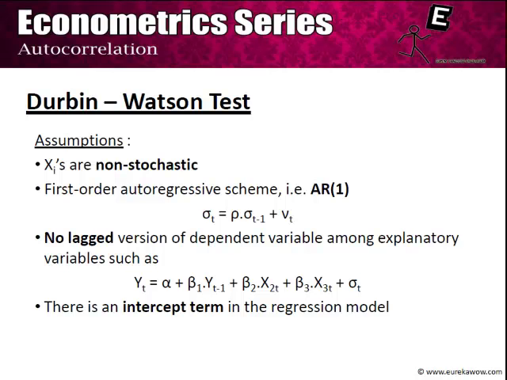The second assumption is that there is no lagged version of the dependent variable among the explanatory variables. That is, if we are studying yt as a function of several variables, then one of these explanatory variables cannot be a lagged version of yt, such as yt minus 1 or yt minus 2. The third one is that there is an intercept term in the regression model. So as you see in this particular model, there has to be an intercept term alpha.